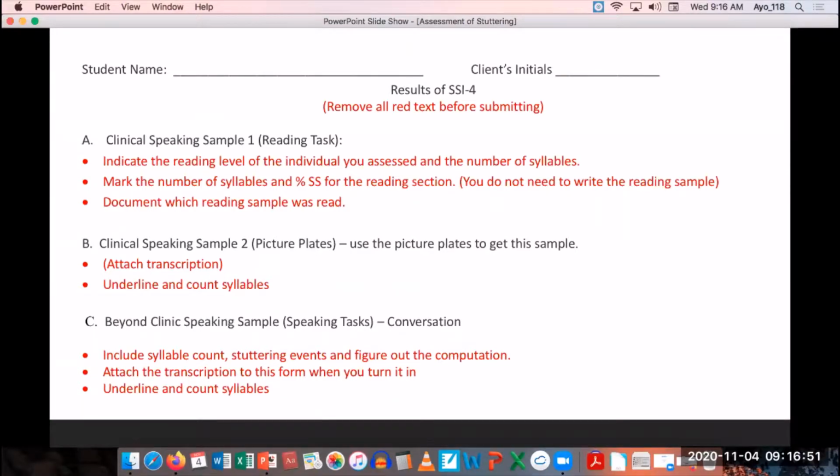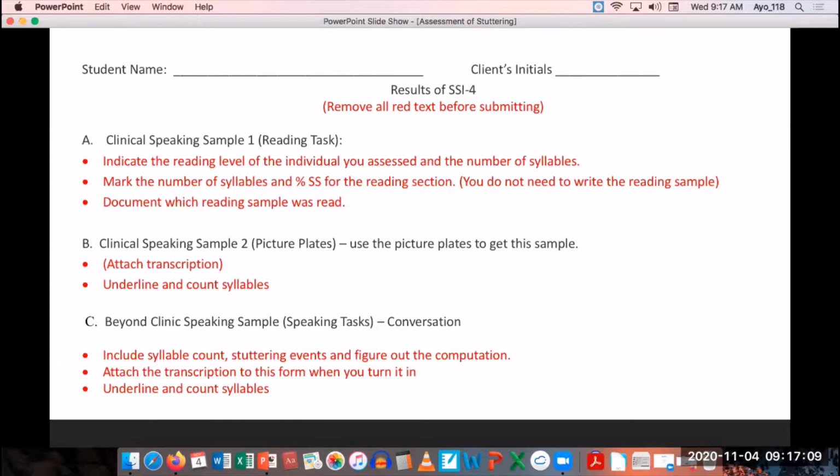Underline and count the syllables. You do not have to do it in a table. You can do it in Word and just put it in bullet points. It doesn't matter. Whatever works easy for you. Some people have trouble working in tables. That's okay. But just put it where you can underline and count the syllables.